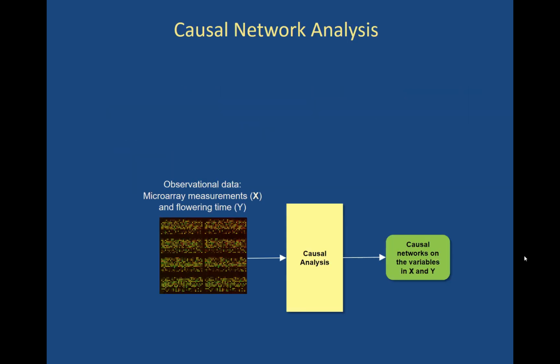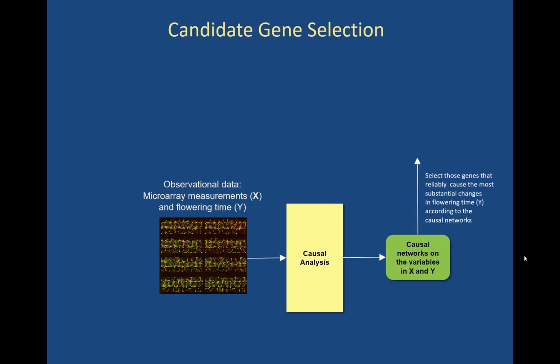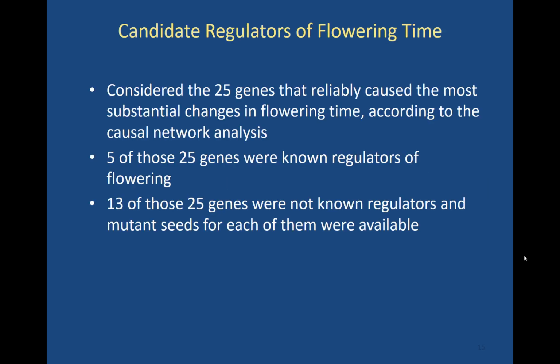They measured 21,000 genes, and then they took the observational data they got from a microarray, and they did a causal analysis, figured out what networks would actually fit the data, and then selected the genes that reliably caused the most substantial changes in flowering time according to those networks, got candidate gene regulators, and then actually put experiments together in which we tested whether or not those regulators as candidates really did influence flowering time.